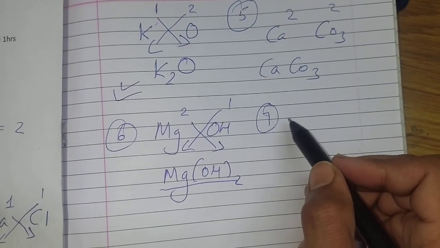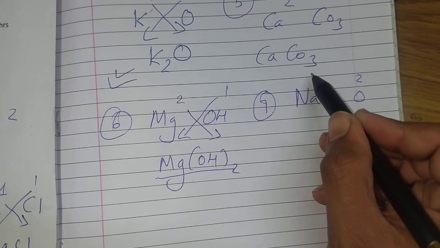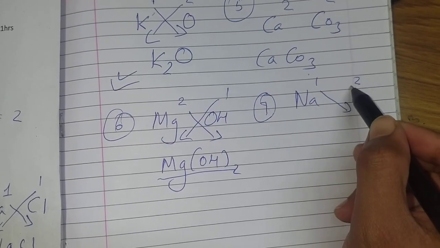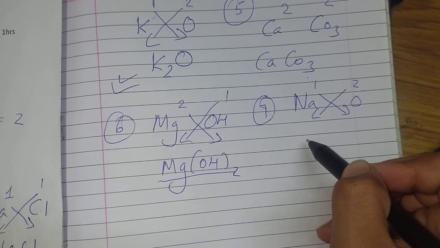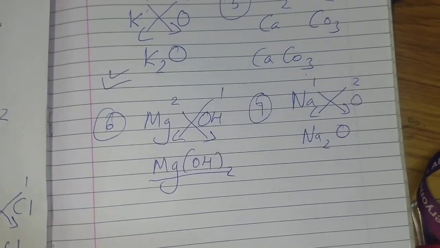Seventh, sodium oxide. Sodium is Na, oxide is O. Valency of Na is 1, valency of oxygen is 2. So the formula that you will get is Na2O.